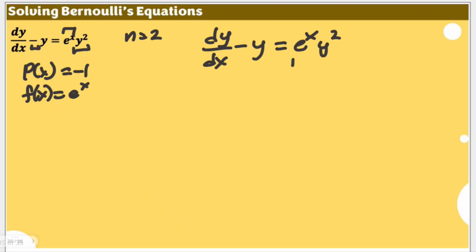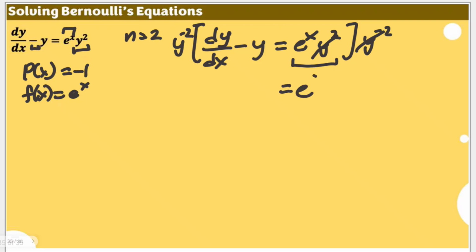We would like this item here, or this side, to only contain the variable of x. Hence, we are going to multiply it by y to the power of -2, or 1 over y squared. So y to the power of -2. So this will be removed, leaving this side only e to the power of x.